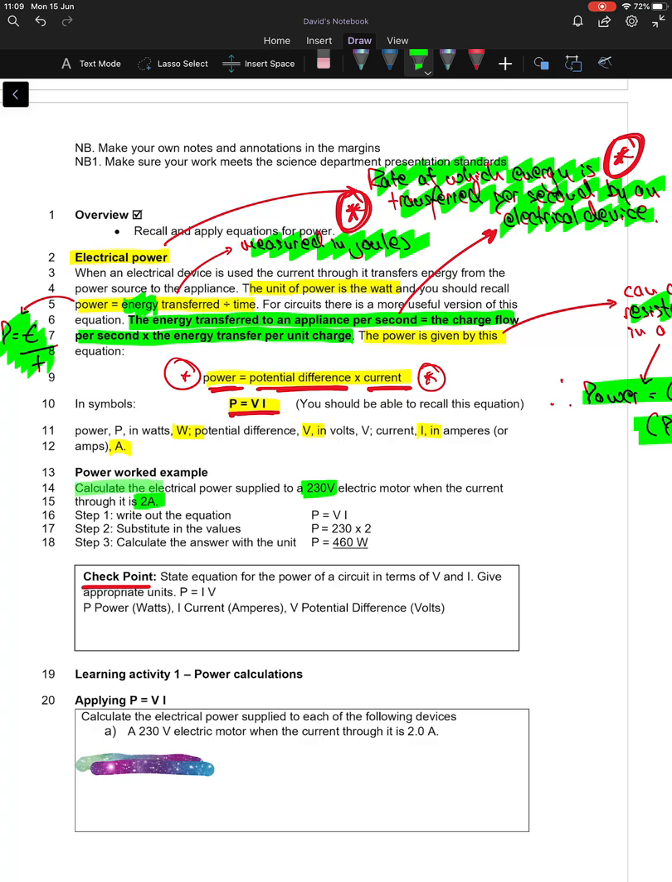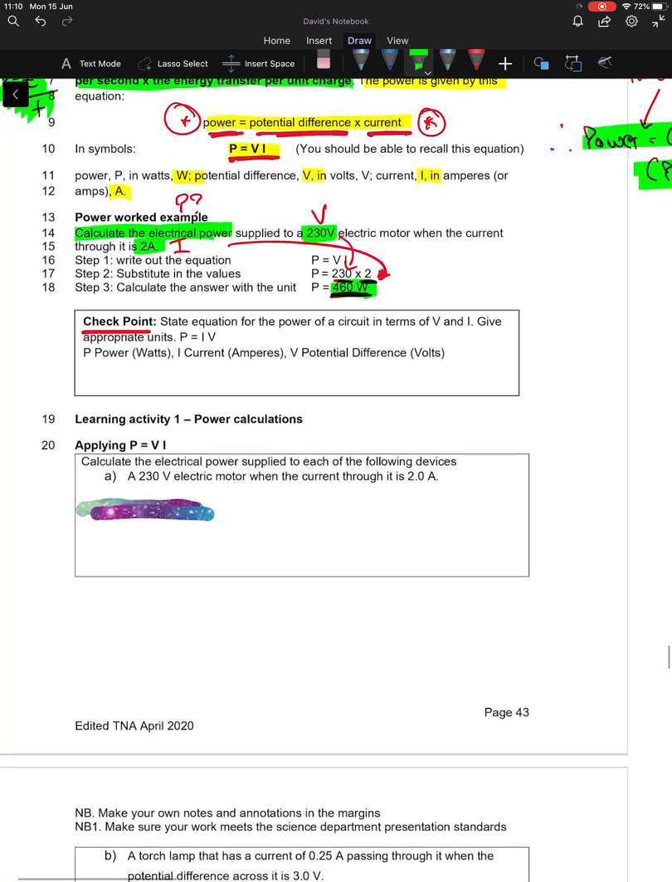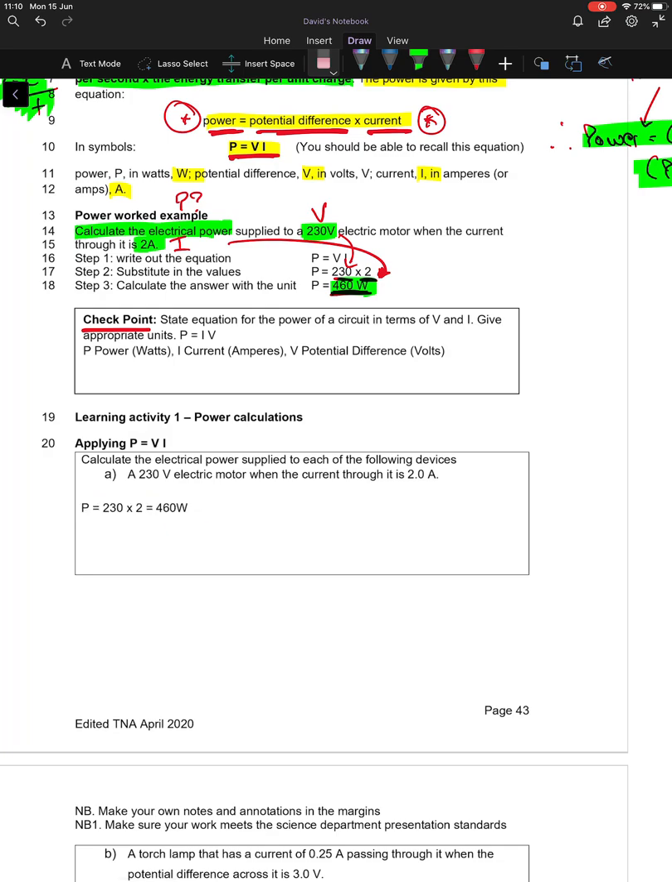Calculate the electrical power supplied through a 230 volt electric motor when the current is 2 amps. So what is the power when your voltage is 230 and your amps equals 2? So you've got 230 times 2, which gives you 460 watts. Remember that W is for watts. So we've got the same question down here as an example. You'll see that power equals 230 times 2 equals 460.